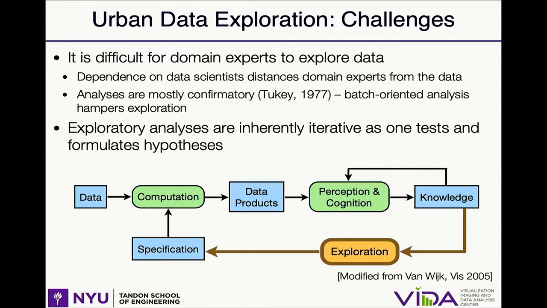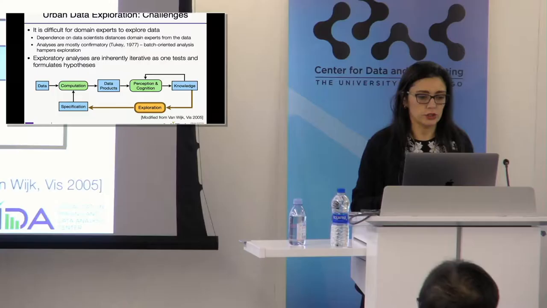And what this leads to is that domain experts usually have to rely on data scientists to do this kind of analysis. This forces them to be distant from the data that they actually understand. And it also forces these analyses to be mostly confirmatory, right? That really hampers the ability of the domain experts to actually do exploration and hypothesis generation from the data.